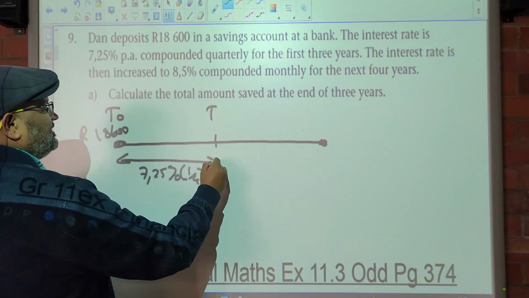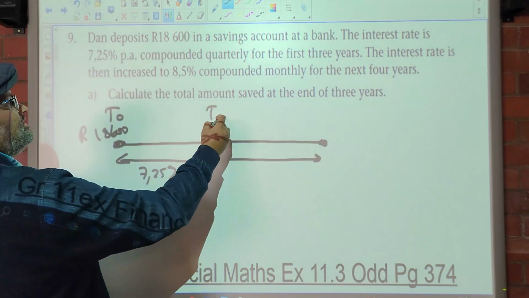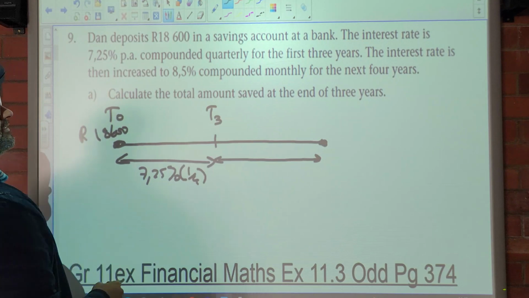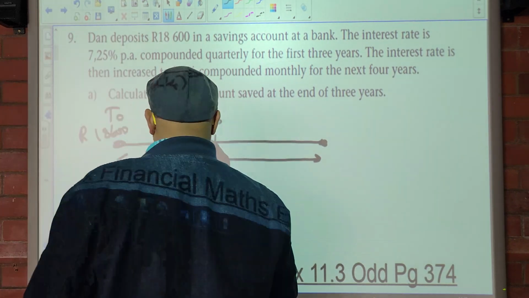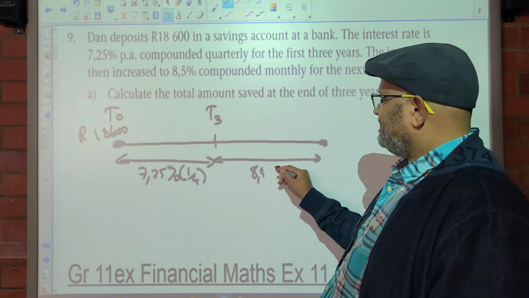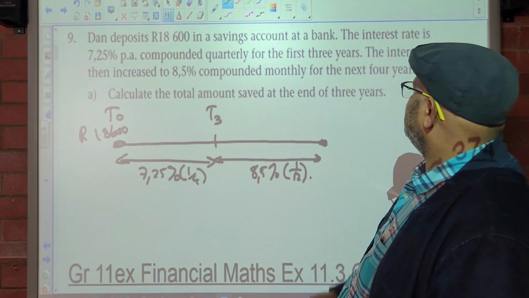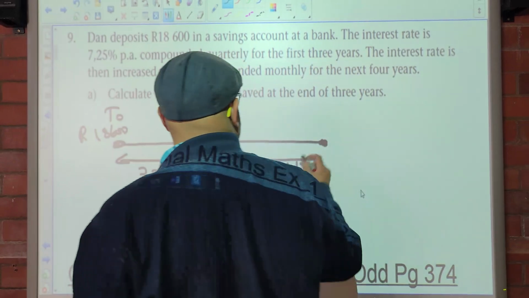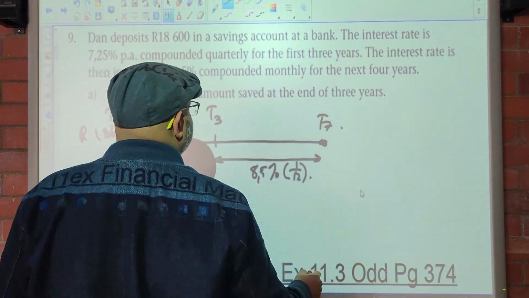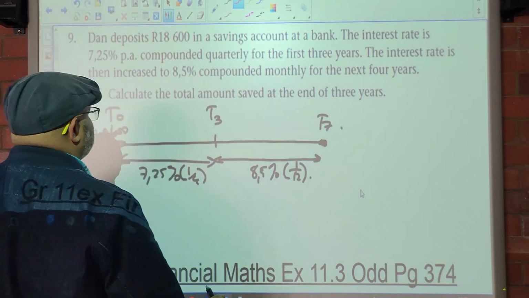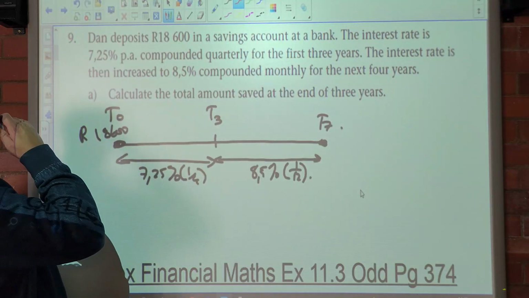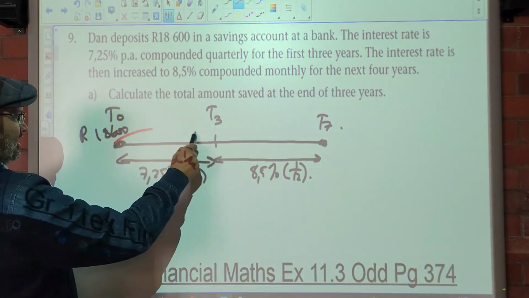That takes you to T where? T3. The interest rate then increases to 8.5%, so 8.5% per annum compounded monthly for the next 4 years. So that takes you to T7. What's the question? The question says calculate the total amount saved at the end of 3 years. So they only want that part.